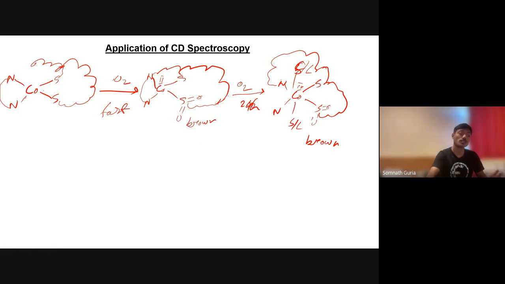Initially, the first brown solution is because of the cobalt 2, where this sulfur is getting oxidized. This is cysteine sulfur, and then further exposed to the oxygen, it slowly goes down into the cobalt 3, and this cobalt 3 again is a brown color solution, and its CD spectra is different than the first brown color solution, that is for the cobalt 2. And this cobalt 2 is also monitored by the UV-vis spectra.